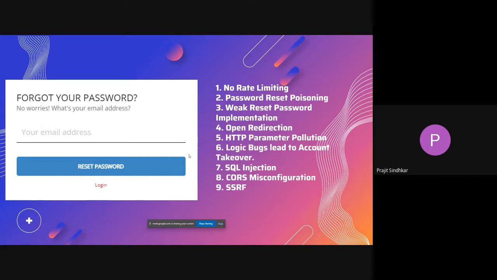Like if they are learning pretty fast, they have learned today no rate limiting, then password reset poisoning, then SQL injection, then SSRF. They keep on forgetting. Okay, a day or two before I learned this no rate limiting and I have to try it. They only focus on the things they are learning newly.